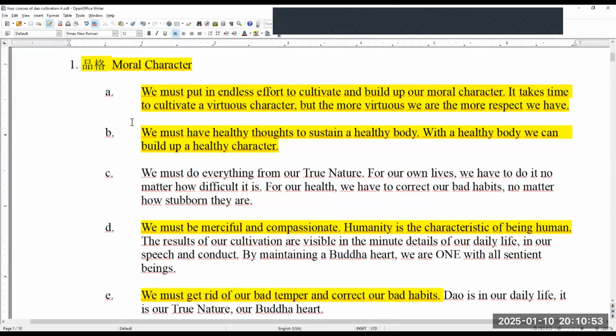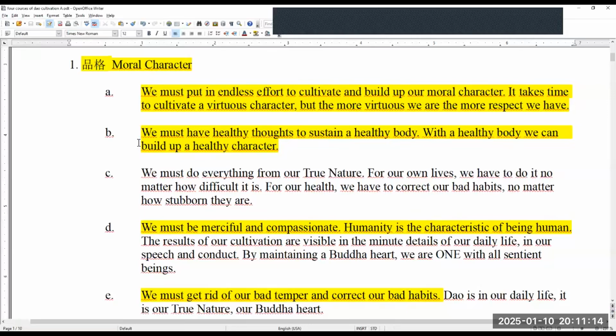So he is trying to imply that it is the most outstanding thing that you need to be careful about in terms of promoting people to become a lecturer or speaker, etc. Okay, all right. Then, of course, we must have healthy thoughts to sustain a healthy body.